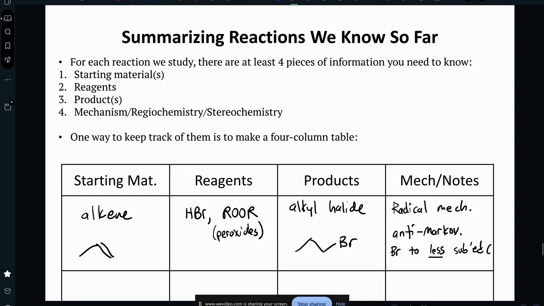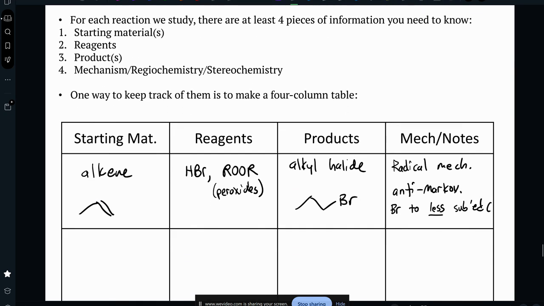So to start to organize your thinking about all the reactions you've seen, I'd encourage you to go through the notes for module 15, or module 16, 17, and 18, and fill in each of those reactions in this table. And that's my closing thought for module 18. Let me know what questions you have.